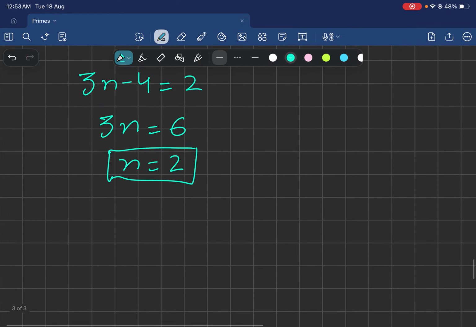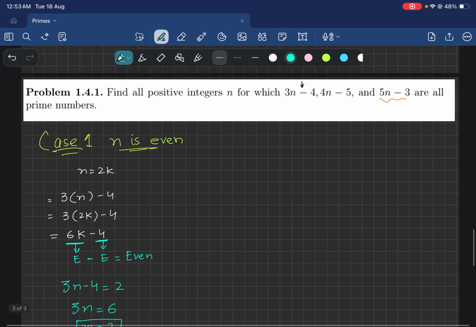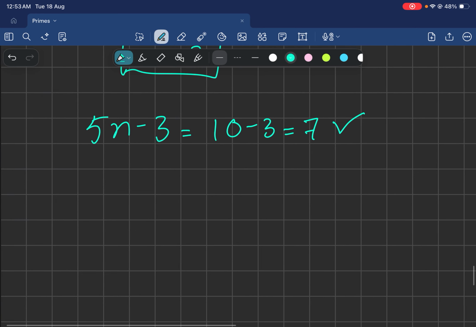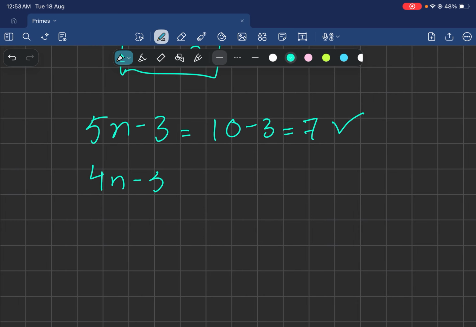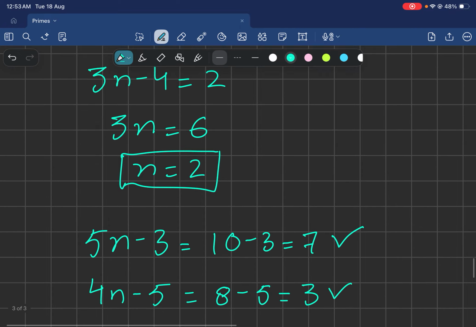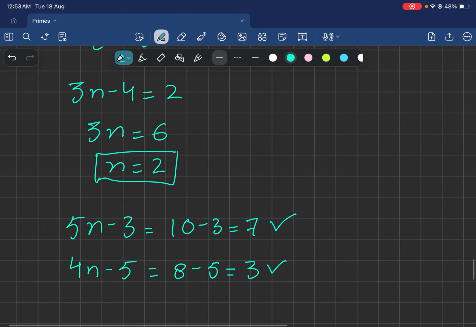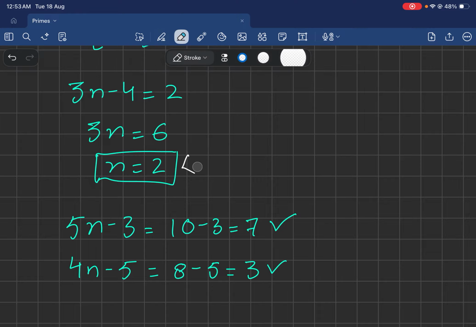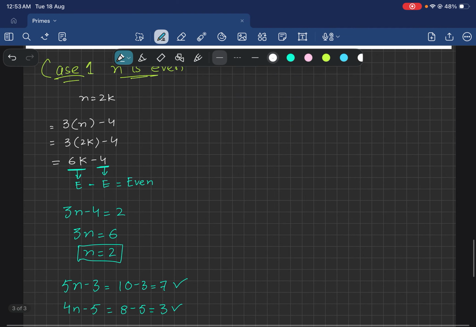What about the other expressions? What about 5n minus 3? Is it prime? Let's see. 5 times 2 is 10, minus 3 is 7. So yes, it is a prime number. What about the third expression, 4n minus 5? 4 times 2 is 8, minus 5 gives you 3. So yes, it works for the third expression as well. So when n is equal to 2, all three expressions are prime.